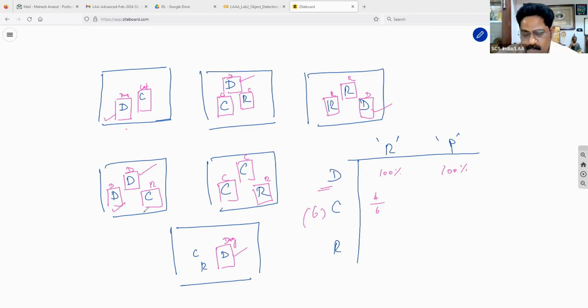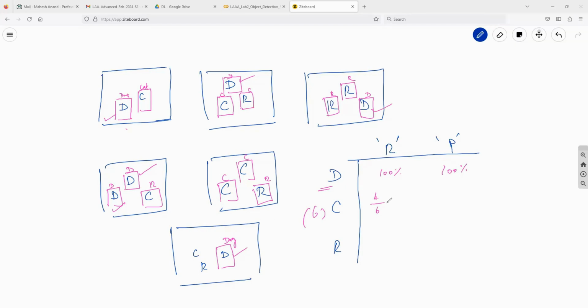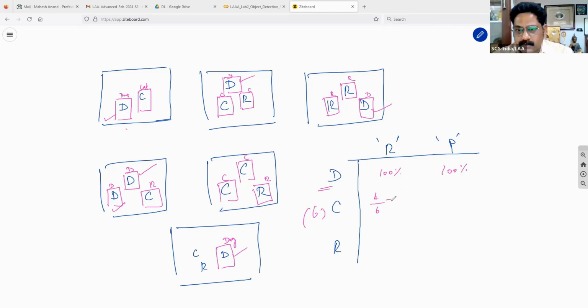This also goes as one penalty because the cat is wrongly predicted as a rabbit. Another penalty goes off. Cat is not, even the bounding box is itself not made for the cat. So there were 2 penalties for the recall out of the 6. 1, 2, 3, 4, 5, 6, 4. So what is the score for this? It's 4 by 6, 66%.